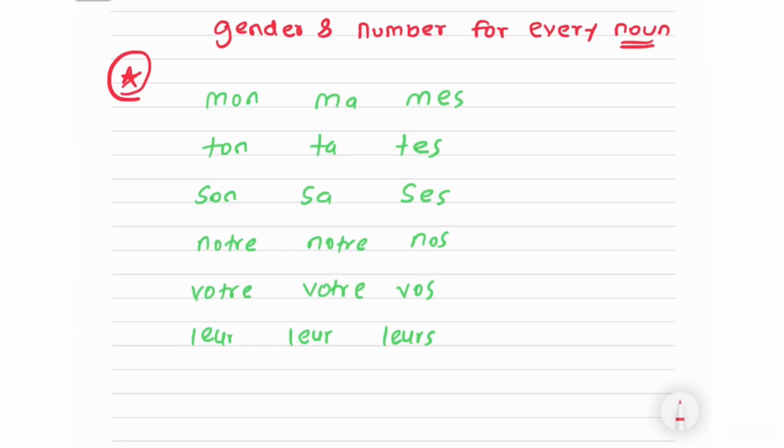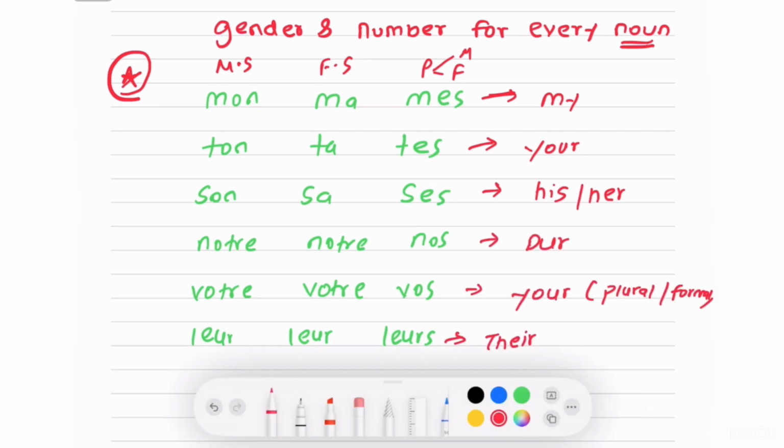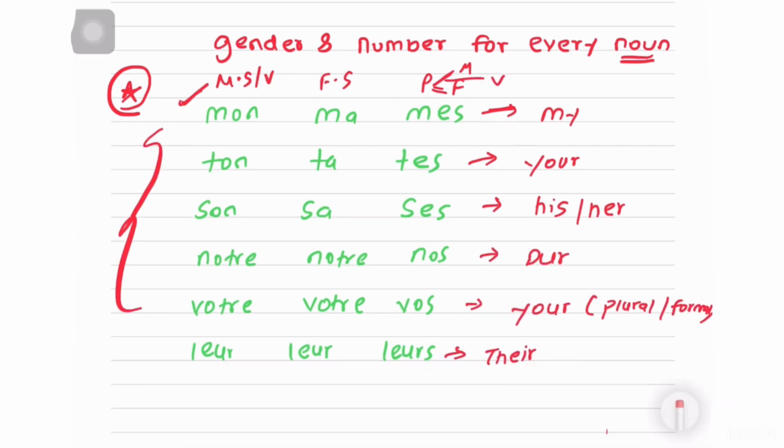So these are our adjectifs possessifs in French. These are all of them. The first column is used for masculine singular nouns. Then the second one is used for feminine singular nouns, and the third one is used for plural, be it masculine, be it feminine. As long as it's plural, we use the third column. Now all 3 of these mean my, this is your, his or her, our, your, and their. I'm hoping this entire thing is clear to you in depth.